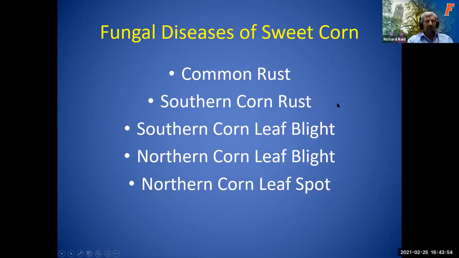Those are two rust diseases that we see on corn. There's another, tropical rust, but we very rarely see that on corn here in Florida. That's more of a Caribbean disease. We also see several different leaf blights and leaf spots on corn in South Florida, primarily southern corn leaf blight, northern corn leaf blight, and what we call northern corn leaf spot, much less prevalent than the blights, but it still shows up routinely every year.